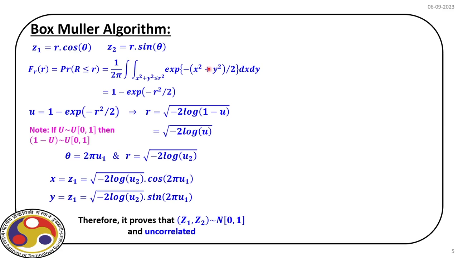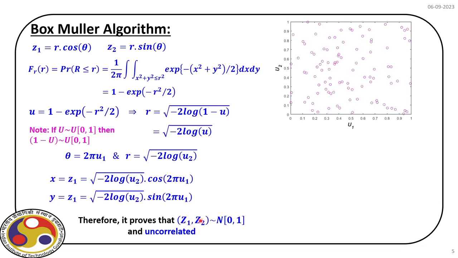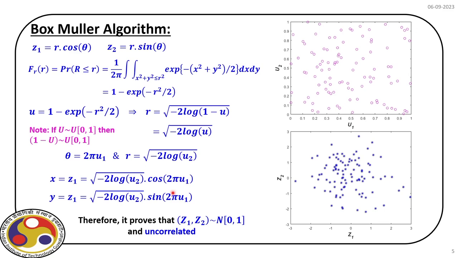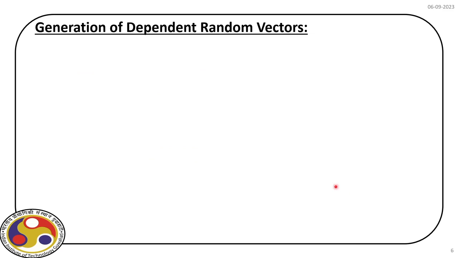So what we get from this model is that if we can simulate the samples of u1 and u2, then using this relation we can convert them into z1 and z2. So those are the samples of u1 and u2 generated, and when we use this sequence of u1 and u2 in this model, we can simulate the samples of z1 and z2. That's what you can see on your screen. That's how the Box-Muller algorithm works.